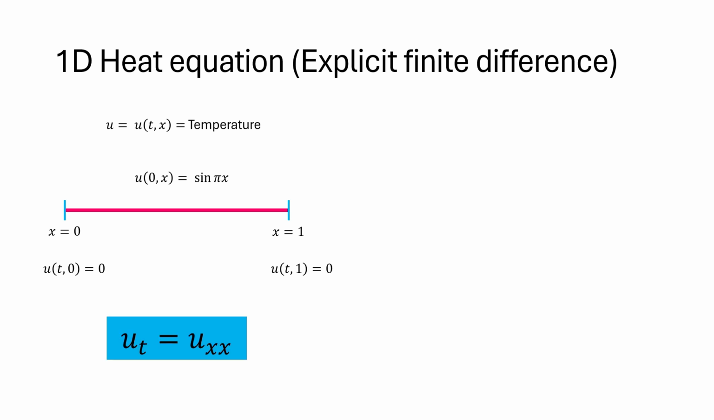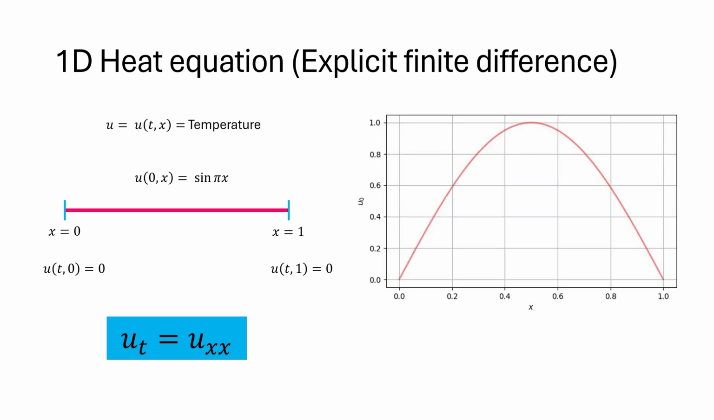We can plot the values of u at time t equals 0 using the given condition, and we can see that at both endpoints the temperature is 0, whereas it is maximum at the center of the rod.